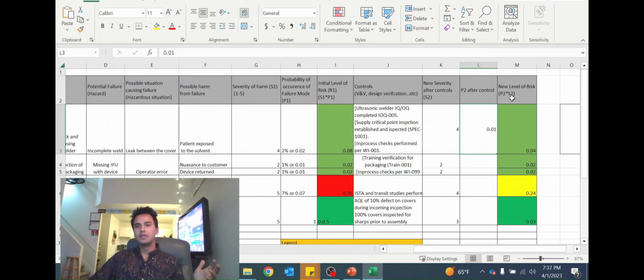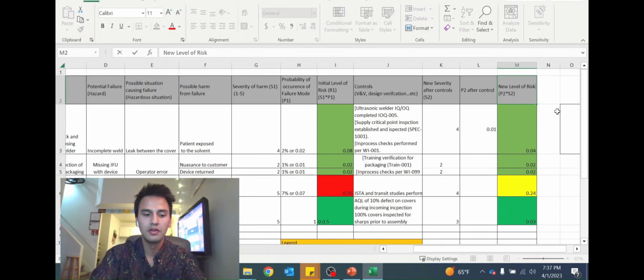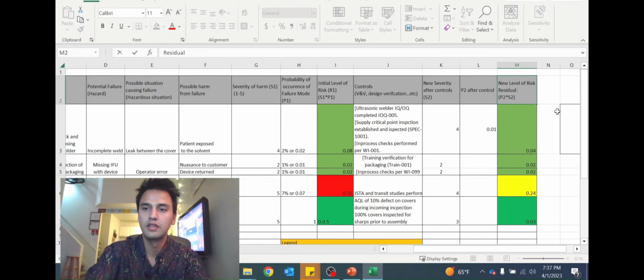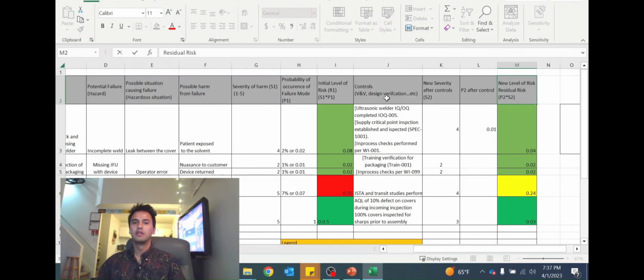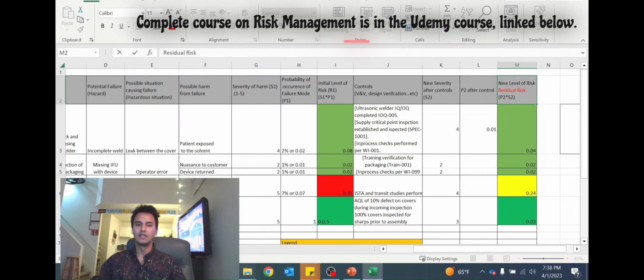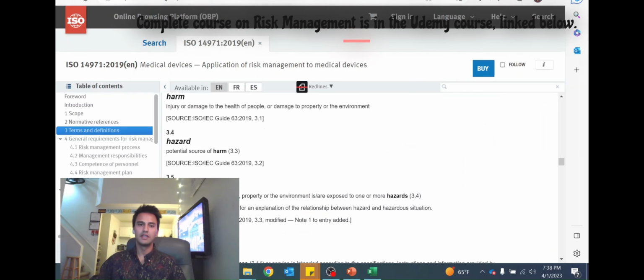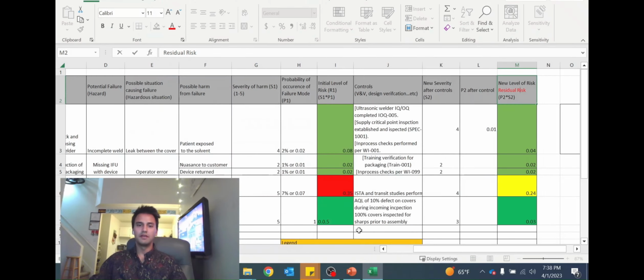Now you have new levels of risk, which is reduced. It's also called residual risk, right? This is initial risk, this is residual risk. And how do I know this term? Because it's defined in ISO 13485, right? So that's all for pFMEA, and maybe I'll make another video for uFMEA and dFMEA. The next slide will be the same thing.